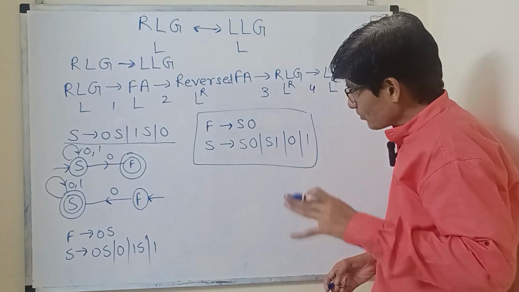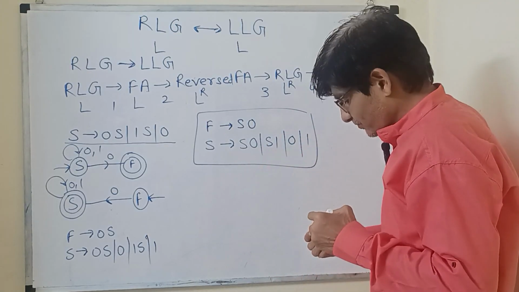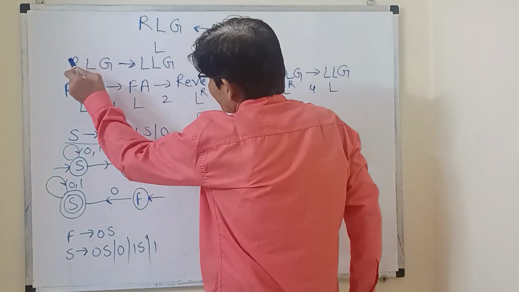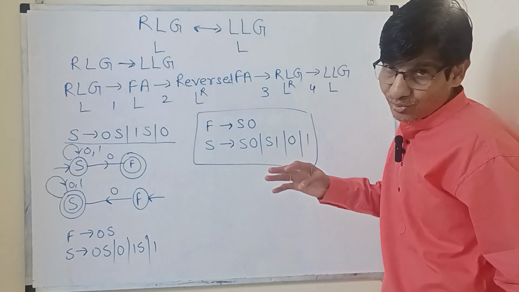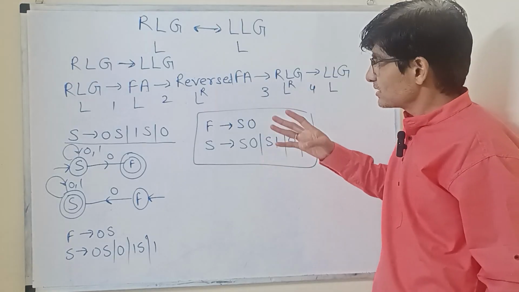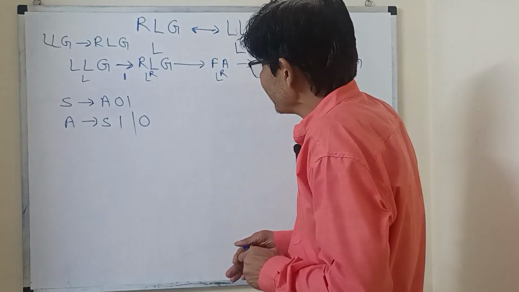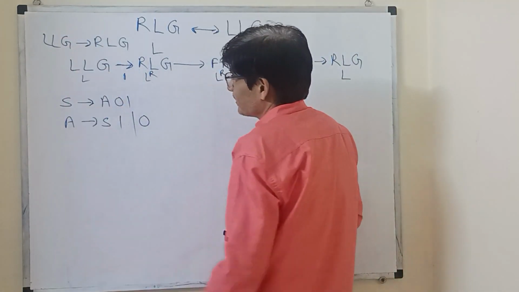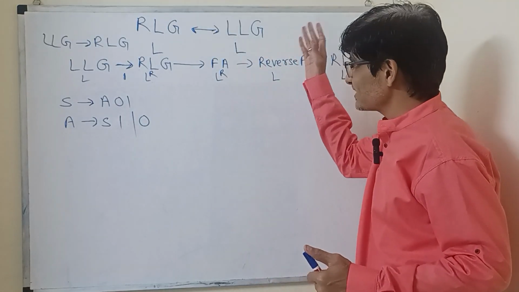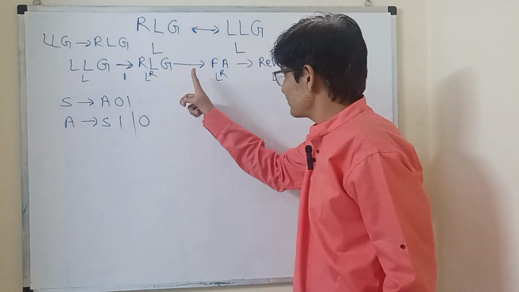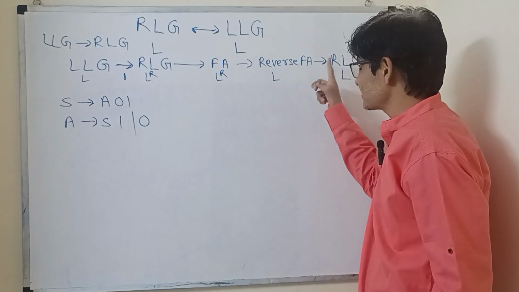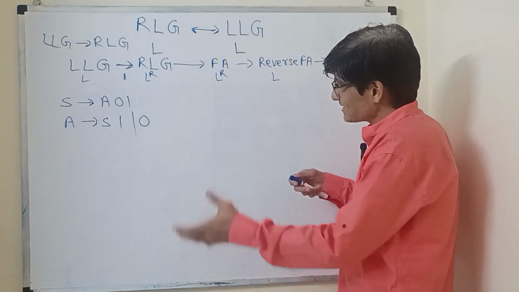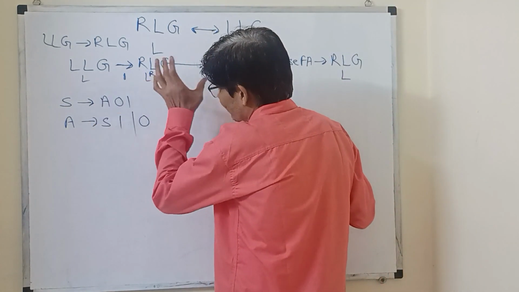Now I will take one example of the reverse conversion, LLG to RLG. And in this particular example, I will use a different type of grammar. So friends, now we will see the reverse conversion here, LLG to RLG. It is again a 4-step process. This is the first step, this is the second step, this is the third step, and this is the fourth step. These 4 steps we will perform one by one.